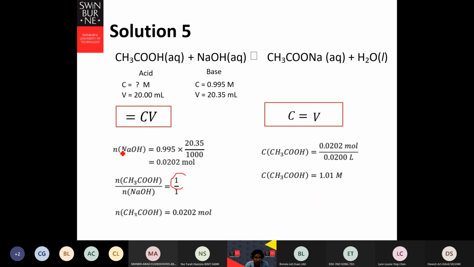We find the number of moles of sodium hydroxide is 0.02 by n equals C into V from the reaction. C is n over V. So the acetic acid number of moles will be the same thing, and then we divide by the volume of the acetic acid, the 20 milliliter that we took into the reaction, in the experiment.